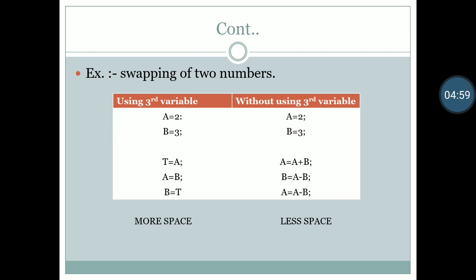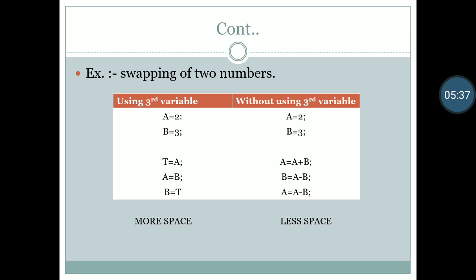In the second algorithm, without using a third variable, we have declared two variables a and b. Also we have taken two values for them, a is equal to 2 and b is equal to 3. In that case we have not used a third variable, so for calculation we have done a = a + b, then b = a - b, and a = a - b. So here again our problem is solved, means our two numbers are swapped.